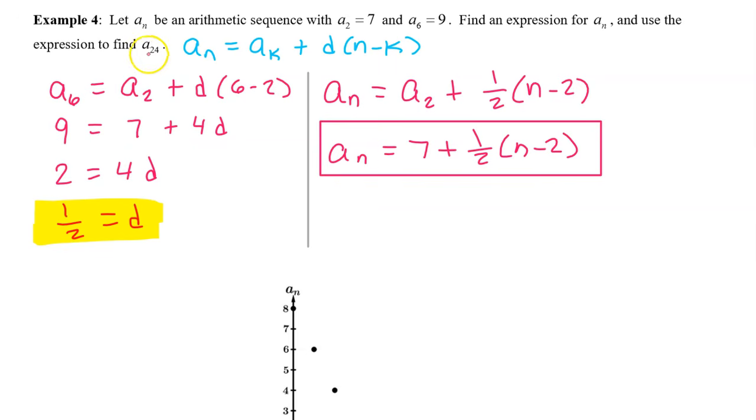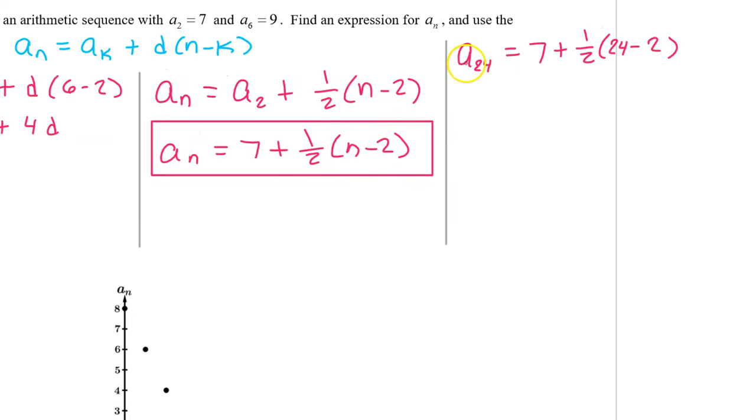Let's use it to find A24. To find A24, we just plug in 24 for n. So we get 7 plus 1/2 times 24 minus 2, which means A24 will equal 7 plus, 24 minus 2 is 22. Half of that is 11. So A24 is 18.